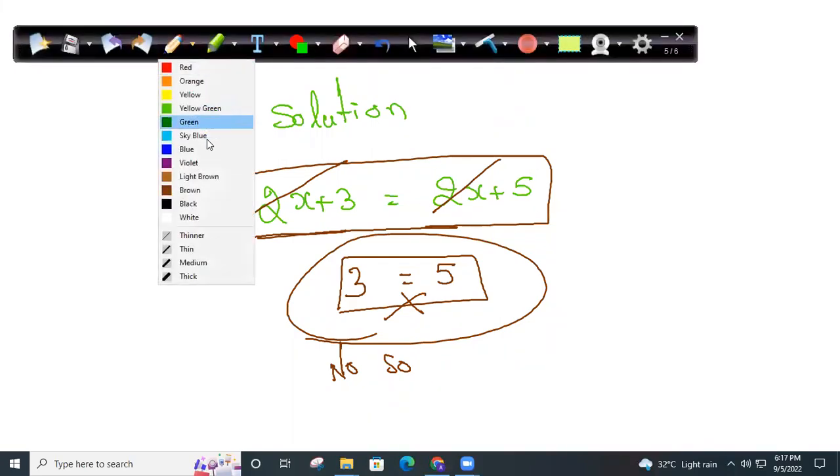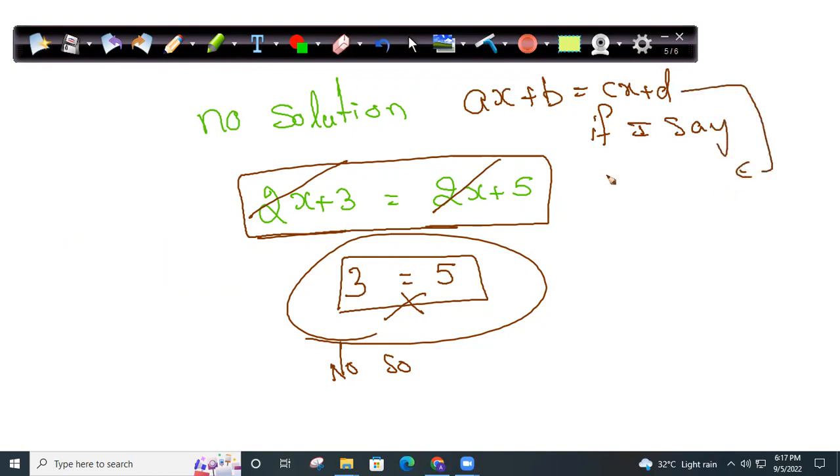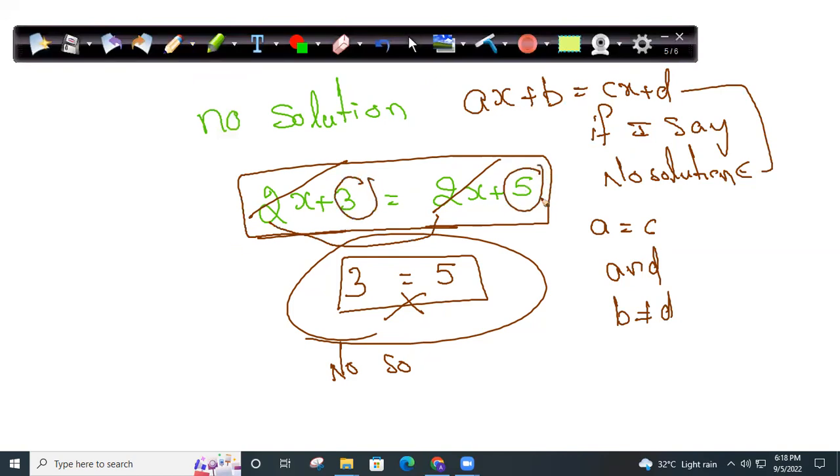So to generalize, if ax plus b is equal to cx plus d, and the given equation has no solution, what is the condition? a should be equal to c and b should not be equal to d. Am I correct? a should be equal to c so that they get cancelled. b and d should never be the same. That should be your answer: a equal to c and b not equal to d is the condition that gives no solution.